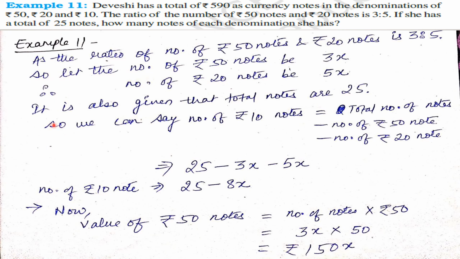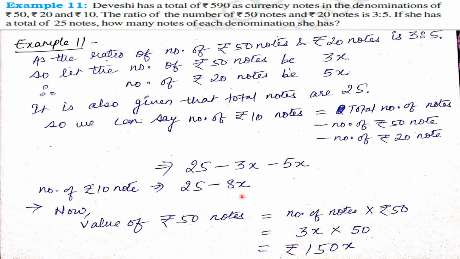Yes. So let's see. It is given that the total number of notes is 25. So that means we can say the number of 10 rupee notes is the total number of notes, that is 25, minus the number of 50 rupee notes and the number of 20 rupee notes. Isn't it? Yes. So we can say 25 minus the number of notes of 50 rupees, that is 3x, minus the number of notes of 20 rupees, that is 5x. This gives us the number of 10 rupee notes. How much? 25 minus 8x.